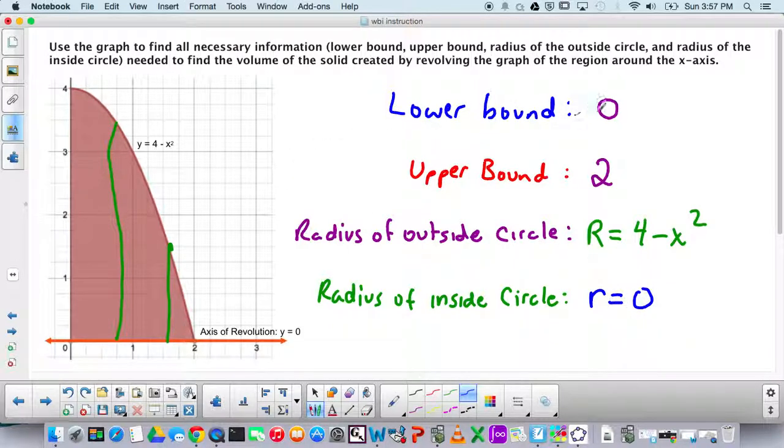So for this one, lower bound 0 because it's the lowest x value, upper bound 2 because it's the biggest x value that's contained in the region. The radius of the outside of the circle, we go to the outside of the shape, measuring the distance from the axis of revolution, that's always going to be 4 minus x squared. And the radius of the inside of the circle, since the axis of revolution is attached to it, is going to be r equals 0. Let's look at another one.